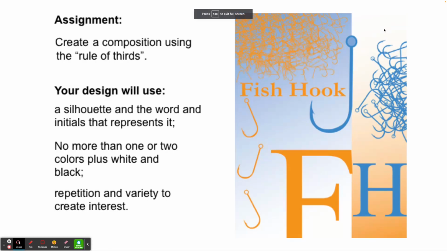All right. So the next thing that you guys are going to be doing, now that you guys have learned how to use the pen tool, you guys are going to be learning a little bit more about composition and how to lay things out in the page and how to use that pen tool even better, and also using text. What you guys are going to do is you're going to make a composition using the rule of thirds.